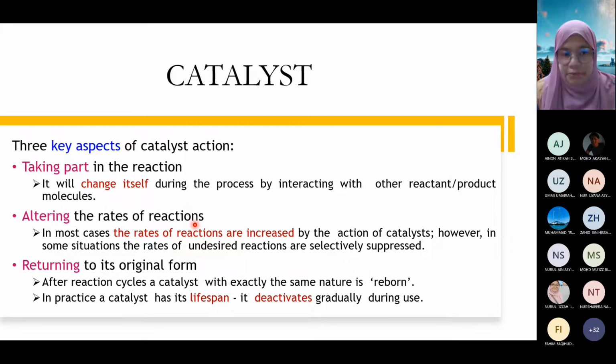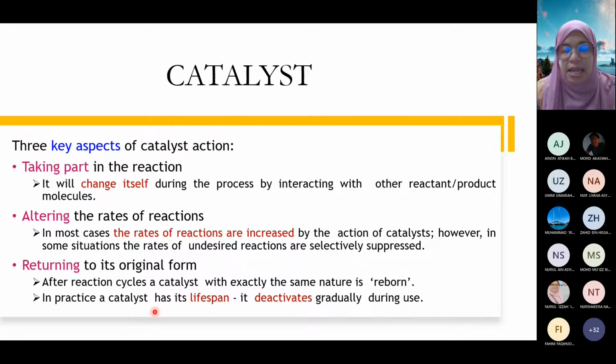Okay, altering the rates of reaction. In most cases, the rates of reactions are increased by the action of a catalyst. However, in some situations, the rates of undesired reactions are selectively suppressed. So we also can use a catalyst to reduce the formation of undesired reactions. Returning to its original state, as I mentioned before, the properties and the shape will not change after the reaction. After reaction cycles, a catalyst with exactly the same nature is reborn.